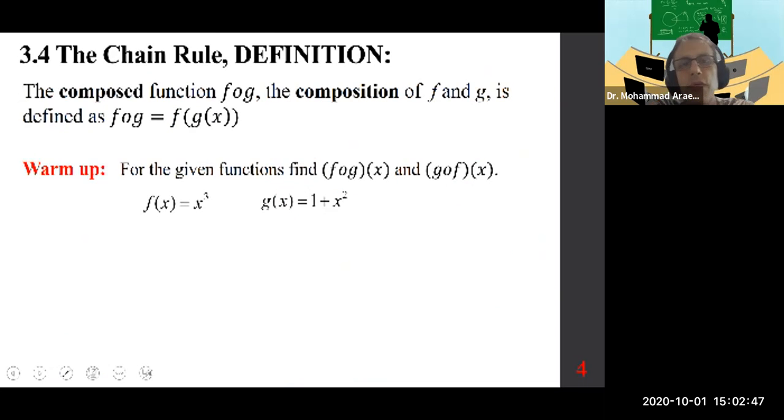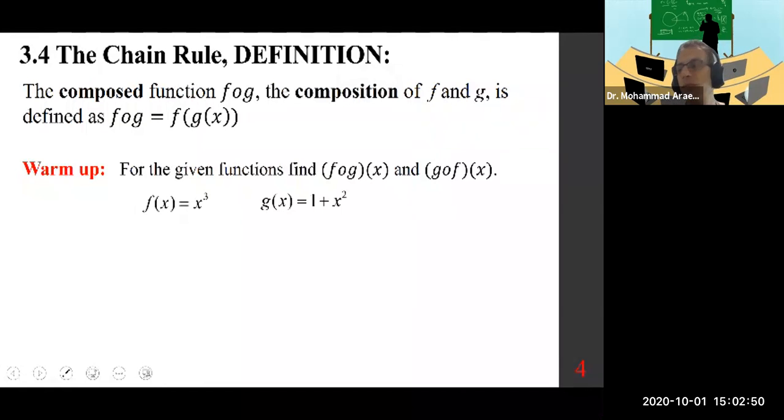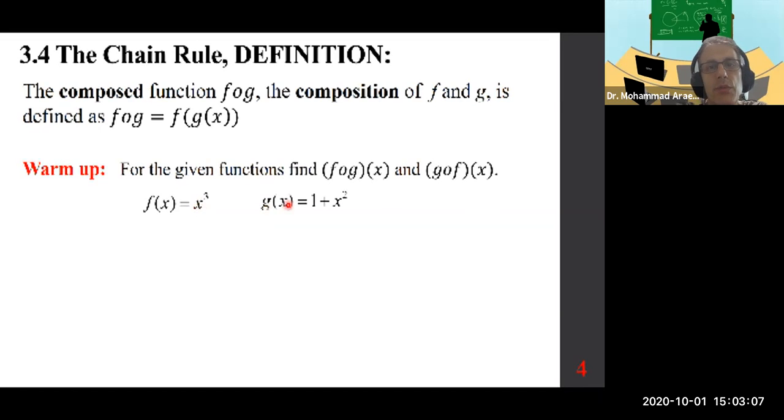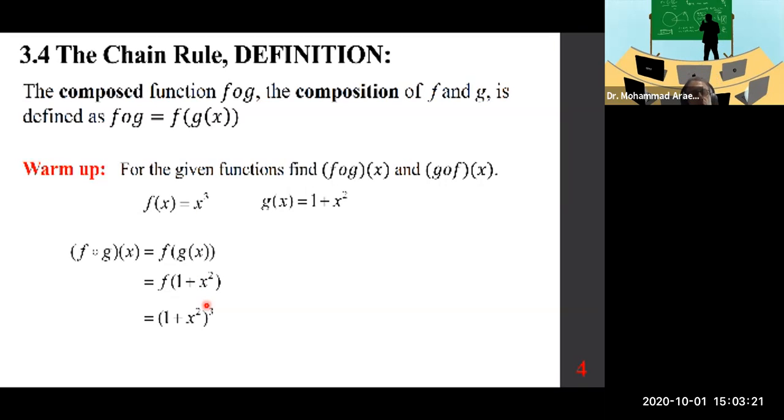First, just to refresh your memory about composite function and what f of g means. F of g means f of g of x. So if I have f of x as x cubed and g of x as 1 plus x squared, f of g means this x must be replaced by the g function, which is 1 plus x squared. Okay, so f of 1 plus x squared. So you put it in and you get 1 plus x squared to the third power. Very straightforward, very simple. I hope everybody remembers this.